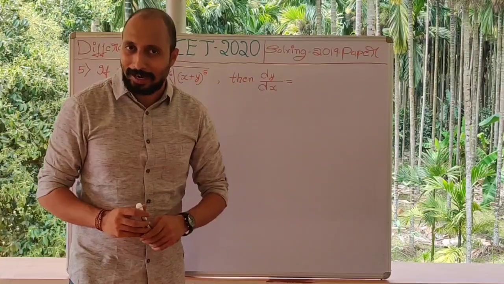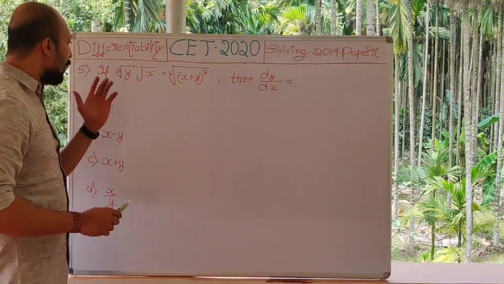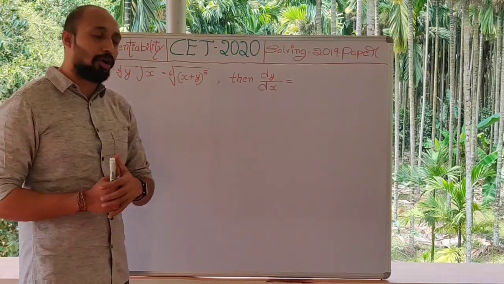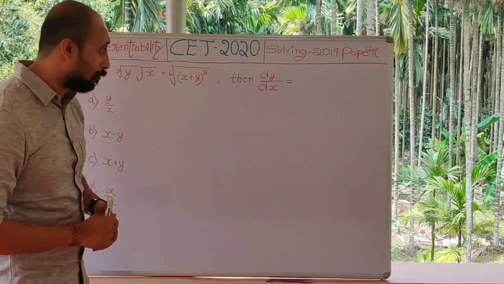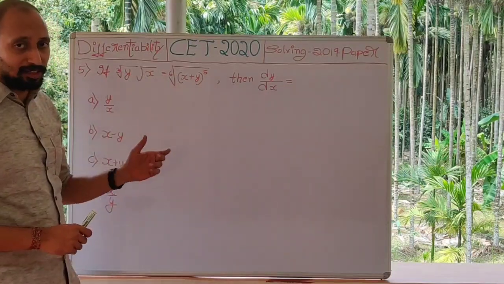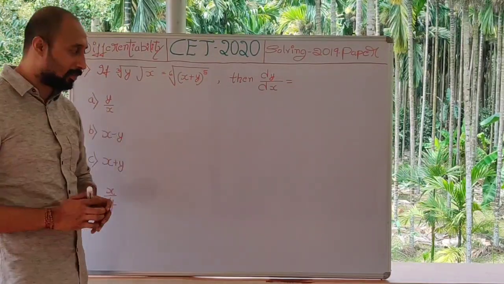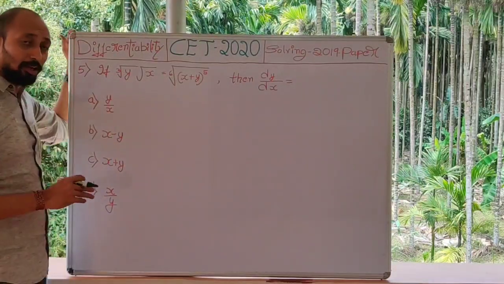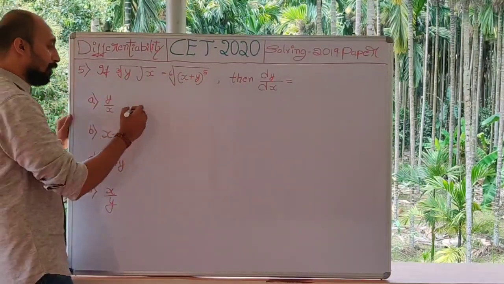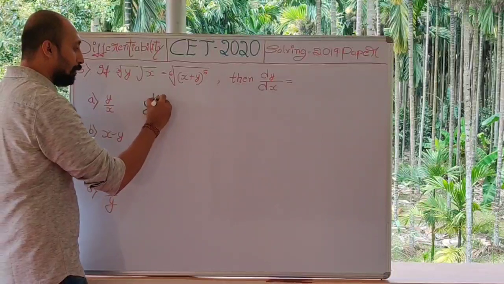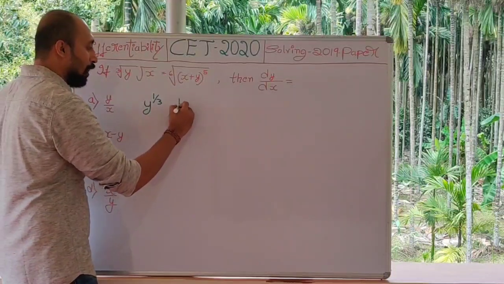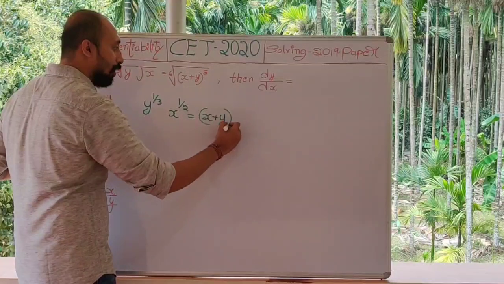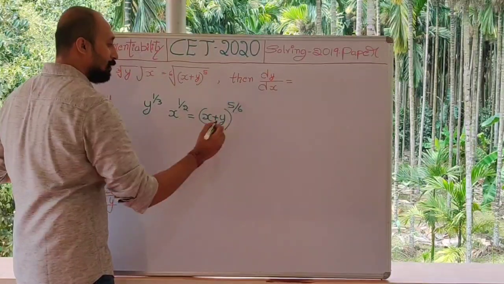This is the fifth and final problem here. If cube root of y and root of x is equal to sixth root of x plus y whole to the power of 5, then what is differentiation of y with respect to x? To do this, I would say, first of all, convert this into indices. If you convert this into indices, it is y to the power of 1 by 3, x to the power of 1 by 2 is equal to x plus y whole to the power of 5 divided by 6.